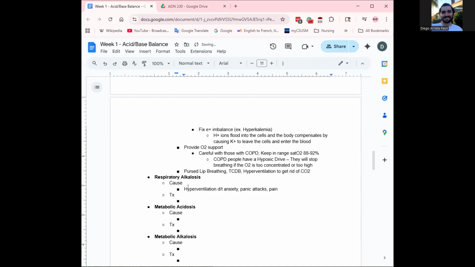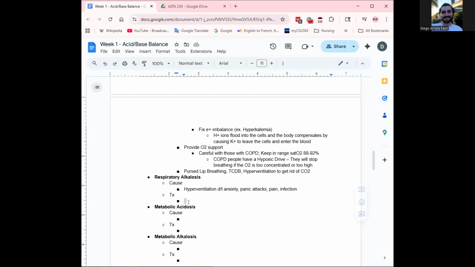Pain can cause you to breathe a little bit faster. And I might also include infection. Someone having a really bad infection could have a fever and faster respirations. If it's a respiratory condition, they could also have hyperventilation because of that. But the main thing is going to be hyperventilation. You're getting rid of too much CO2.